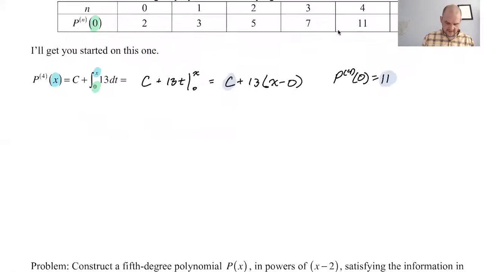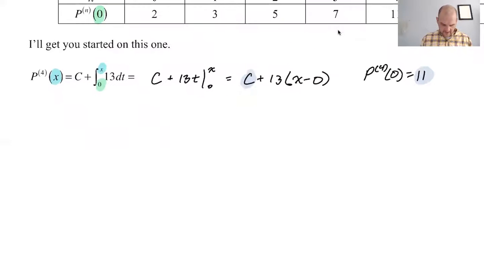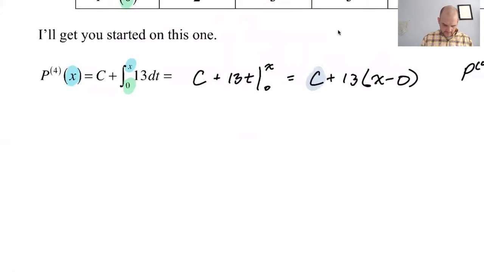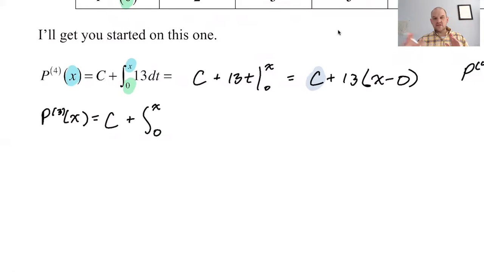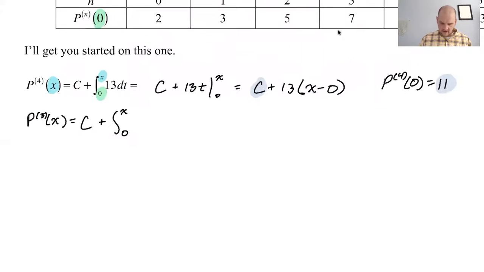All right, so let's see if we can then take that information and find p3. So p3 of x is going to be a new c, we don't know what, plus the definite integral from 0, which is the center, to x, which is the variable we want to end up with, of p4, right?